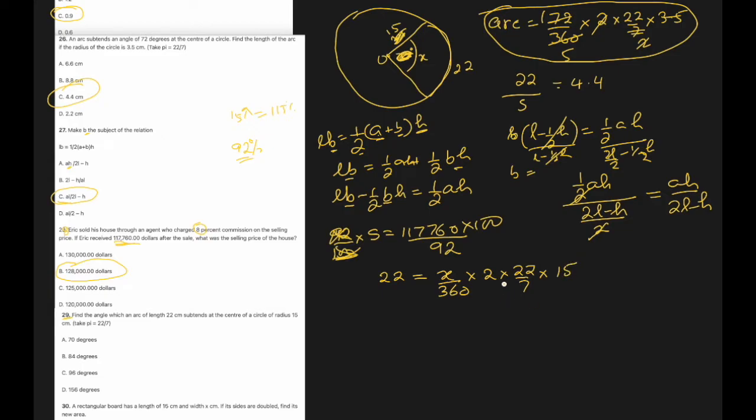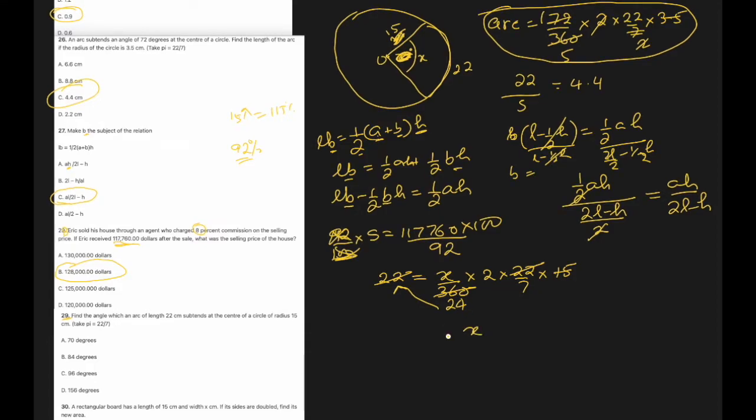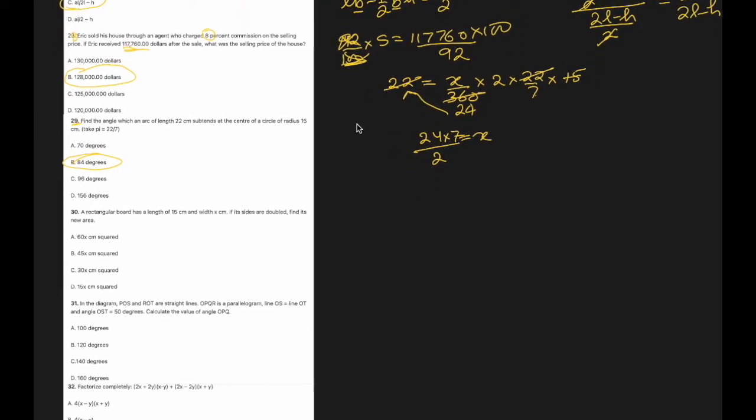Can we cancel something here? 15 will cancel, and 22 is here and 22 here, they can cancel out. Wow. So what are we left with? 24 and 7 are both denominators, they become numerators on the other side, and we have 2 here. So 12 times 7, 84 degrees. B. Let's go to the next one.